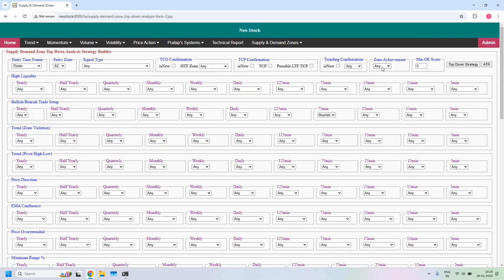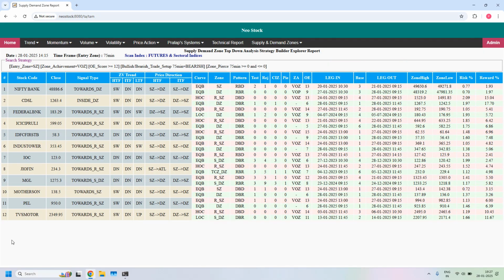Zone achievement violated opposing zone, minimum odd enhancer score 12. All three filters are applied to 75 minute supply zone. We got 12 stocks. Currently these 12 stocks are supporting bearish trade setup for weekly income trade. Entry time frame is 75 minutes demand zones, entry zones.